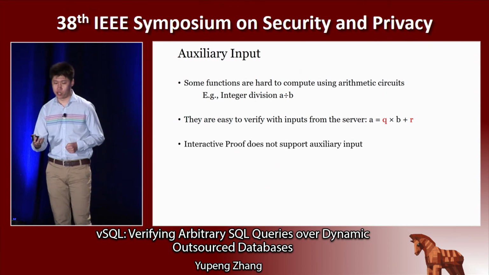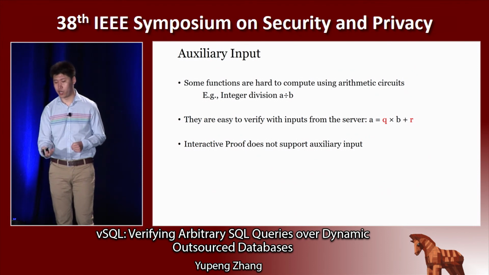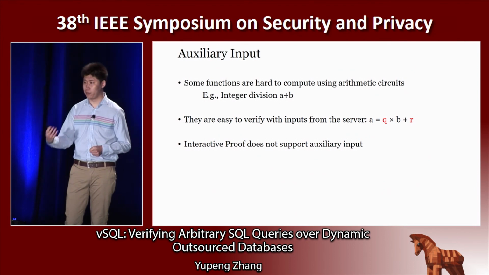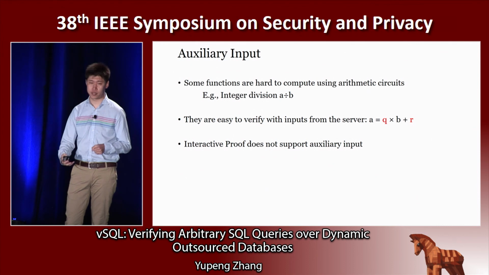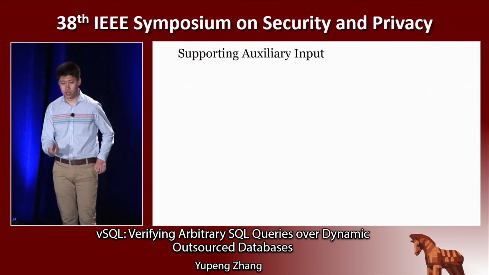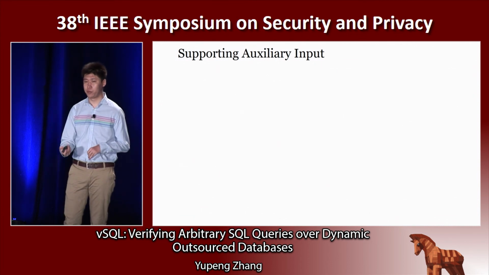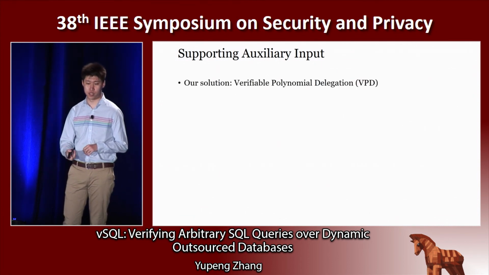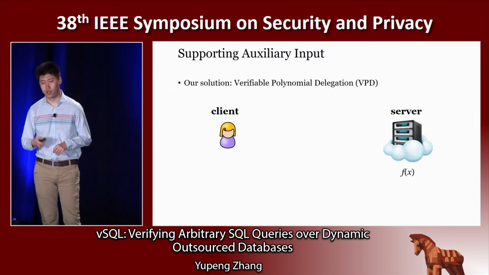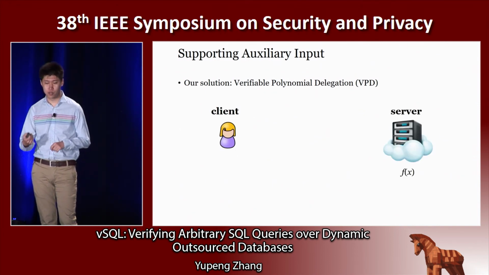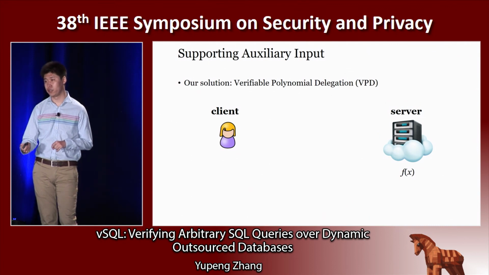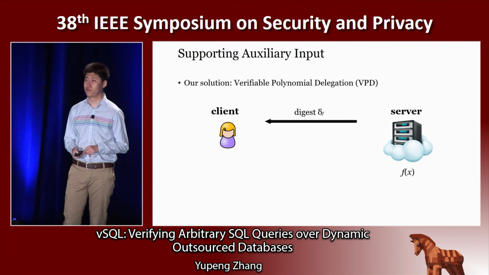That's why auxiliary input is useful, but interactive proof cannot support it. Again, because at the last step, the client needs to access the whole input. So in our paper, we support auxiliary input using the exact same construction, verifiable polynomial delegation, in a slightly different way. Here, we also allow the server to have a polynomial in his mind and commit to this polynomial by sending the digest to the client.